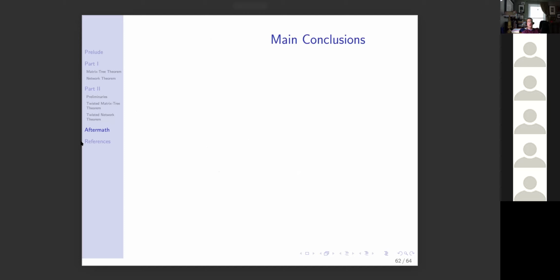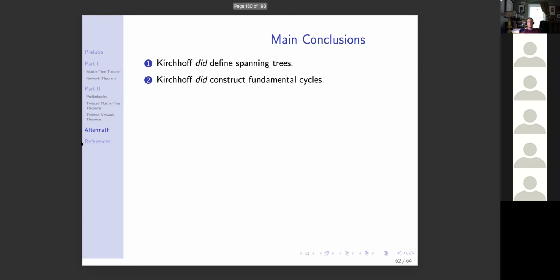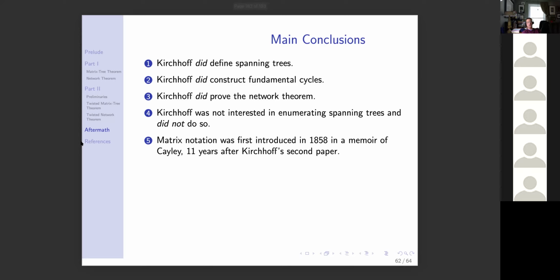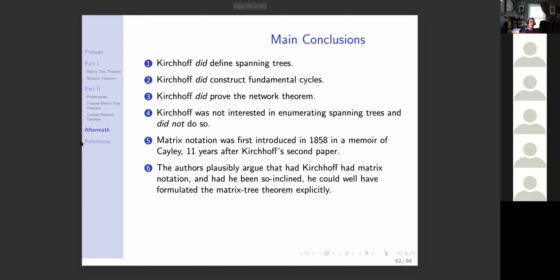Its main conclusions are: Kirchhoff did define spanning trees. Kirchhoff did construct the fundamental cycles as I constructed them in my talk. He did prove the network theorem, but he was not interested at all in enumerating spanning trees and did not do so. So he didn't even formulate the matrix tree theorem. Matrix notation was first introduced in 1858. I mentioned that. The authors of this paper plausibly argue that had Kirchhoff had matrix notation, and had he been so inclined, he could have formulated the matrix tree theorem explicitly.